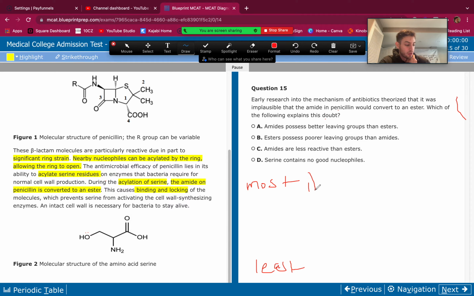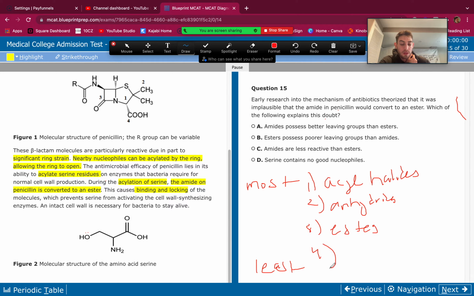The first one is going to be your acyl halides. And then it's going to be your anhydrides, I believe. Yeah, anhydrides. And then it's going to be your esters. That's number 3. And then it's going to be your amides. This is the most reactive, this is the least reactive.